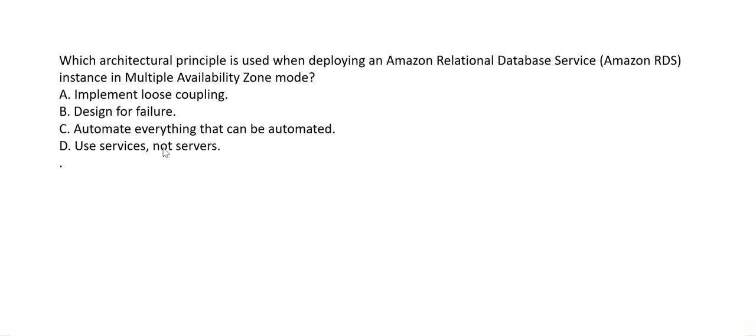Automate everything that can be automated. Yes, you can do that, but you should only do it if you have a certain set of applications, or you can use AWS Config to understand what changes are being done to your database, or CloudFormation for deploying applications. But that is about a full set of applications. When you talk about a database, the first correct answer is design for failure.